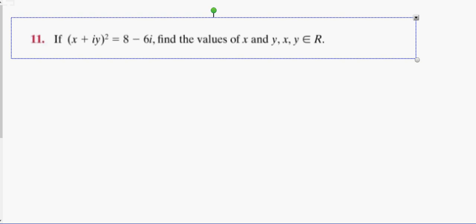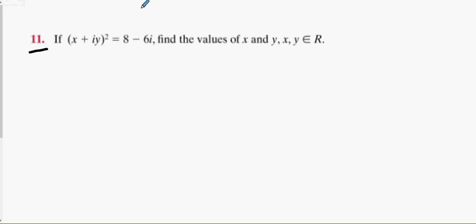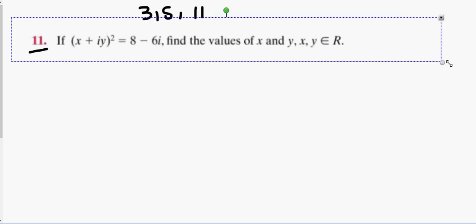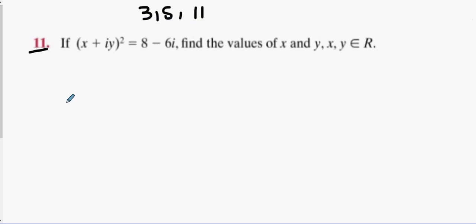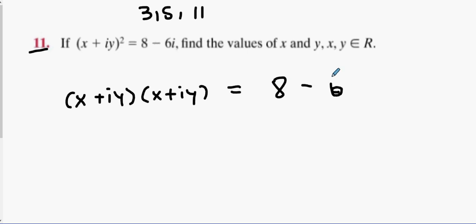Question 11. Alright. Connor, what would you do here? Square out the brackets first. Happy days. iy is the same as yi. Okay, now what? Multiply it out. What do you get?